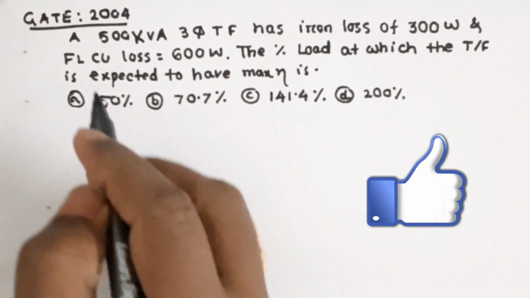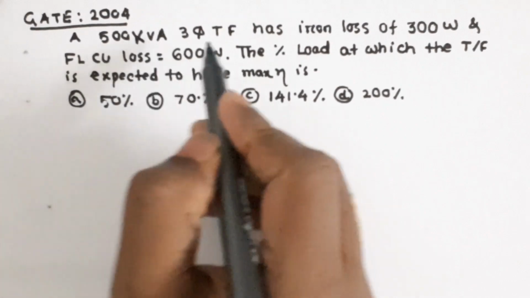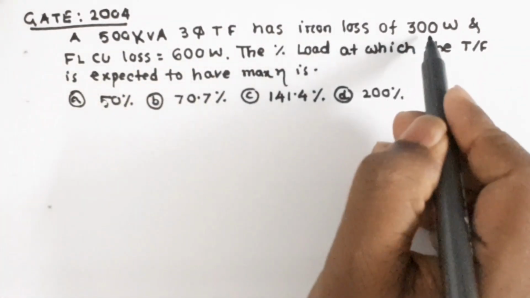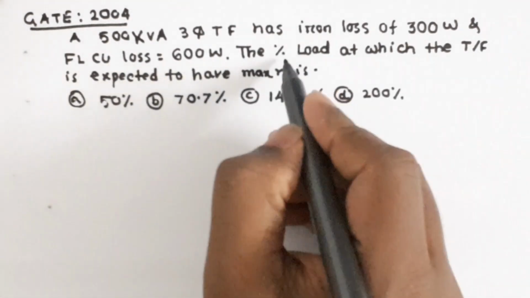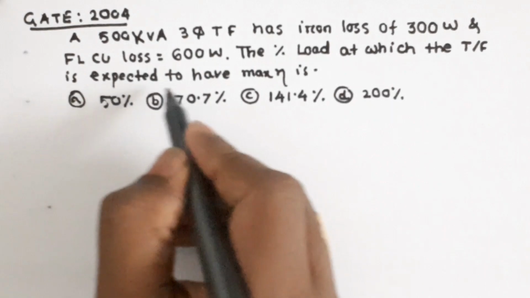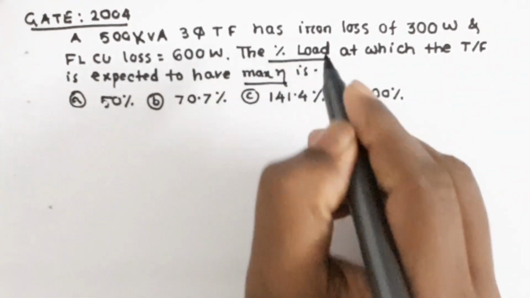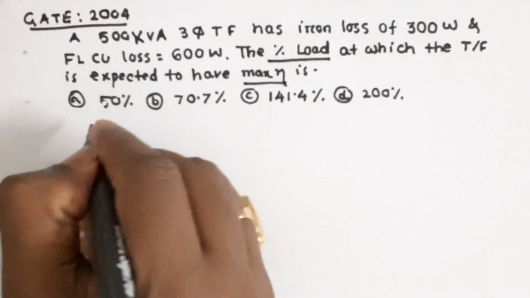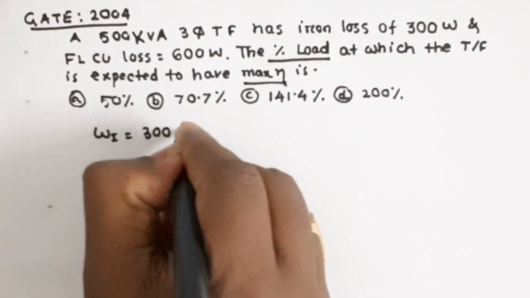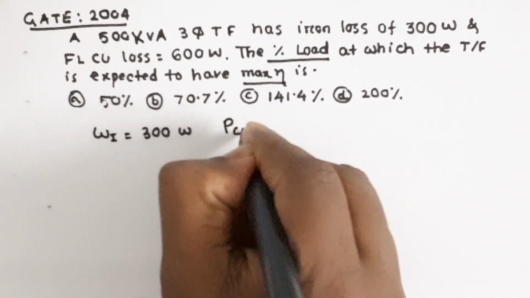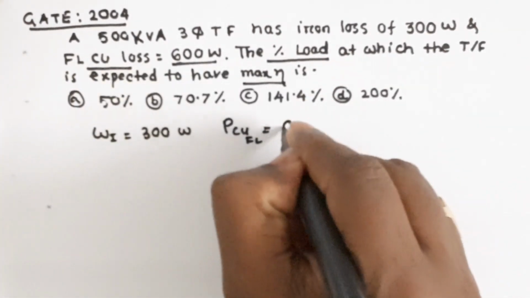Now we will practice a question of GATE 2004. A 500 kVA 3-phase transformer has iron loss of 300 watt and full load copper loss of 600 watt. The percentage load at which the transformer is expected to have maximum efficiency, you have to find out the percentage of load X. Here iron loss W_i is equal to 300 watt and the full load copper loss is given by 600 watt.